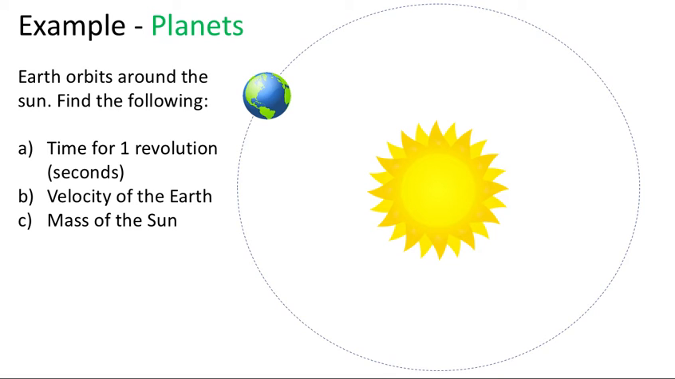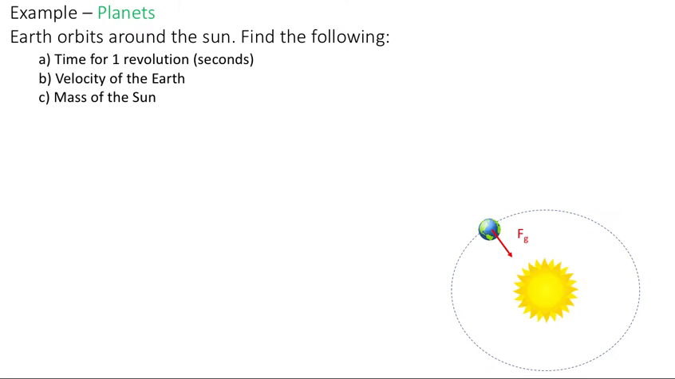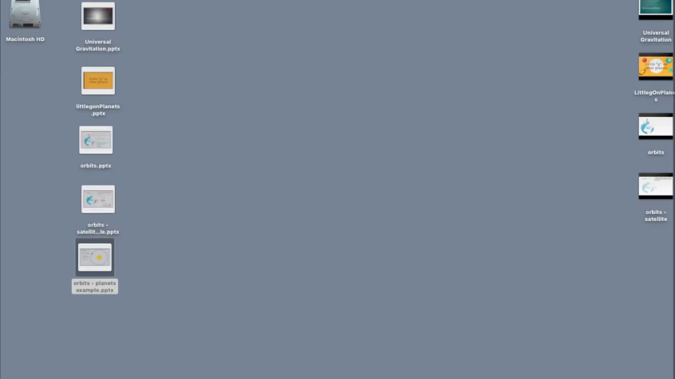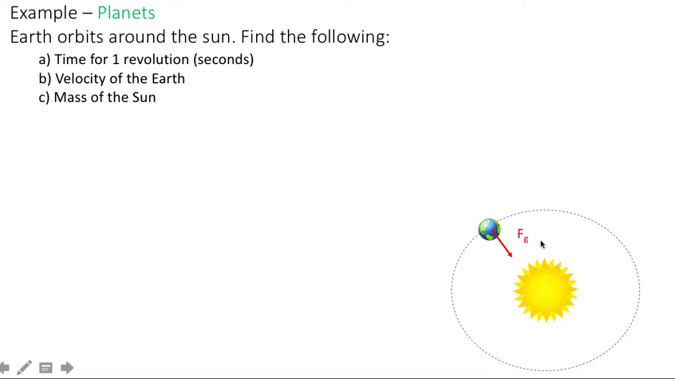Okay, so here's another example we're going to take a look at, except this time a planet orbiting a sun. So our Earth orbits around the sun. Let's find the following: the time for one revolution in seconds, the velocity of the Earth, and the mass of the sun. We know that there's always this force due to gravity that's pulling our Earth towards our sun.